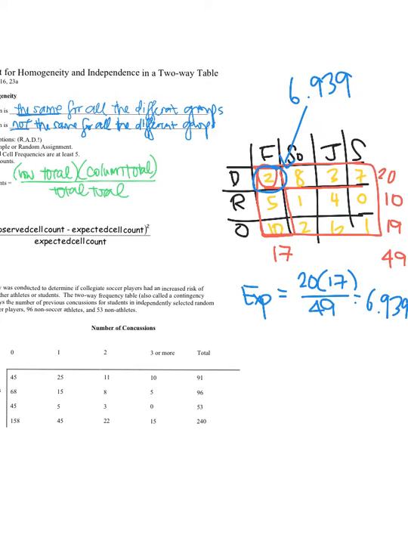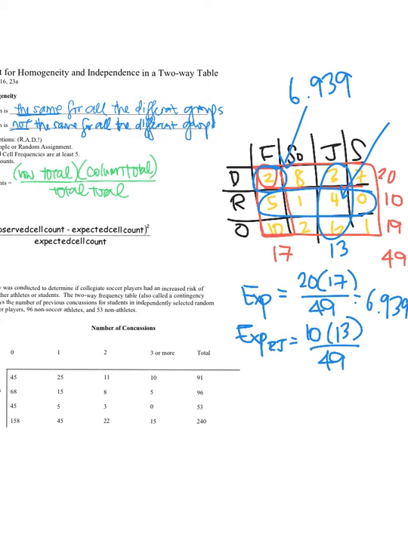Let's say I wanted to do junior Republican. So the expected for Republican juniors, I would do the row total, which is 10, times the column total, which is 13, divided by the total of 49.